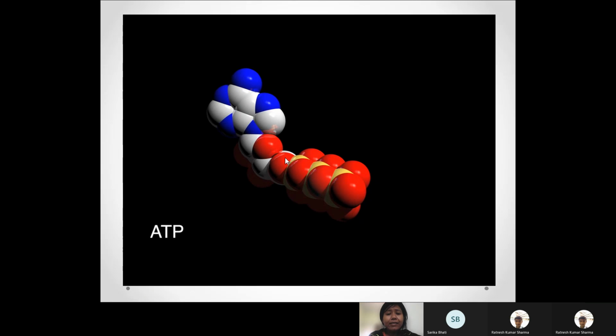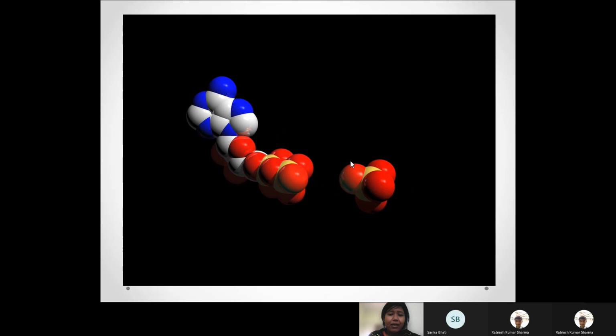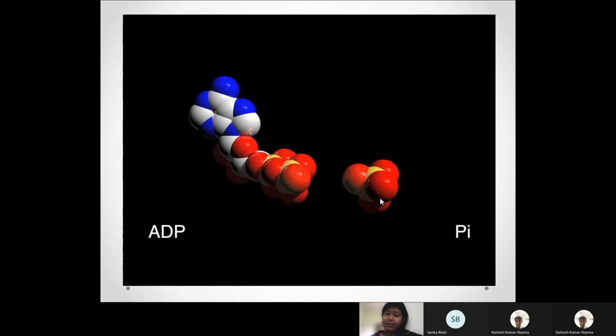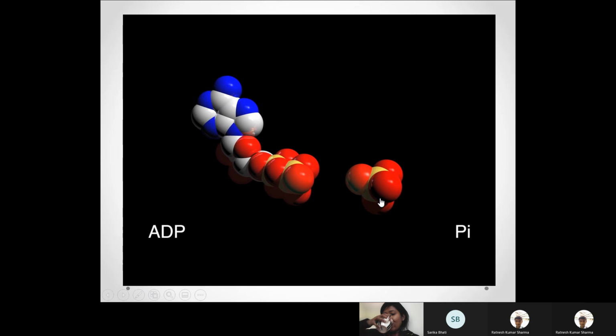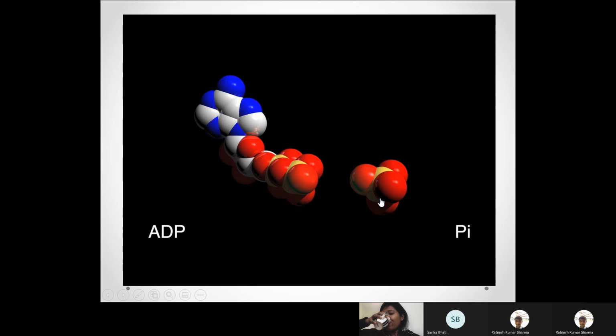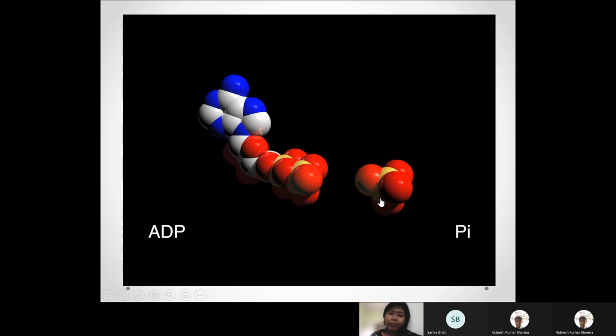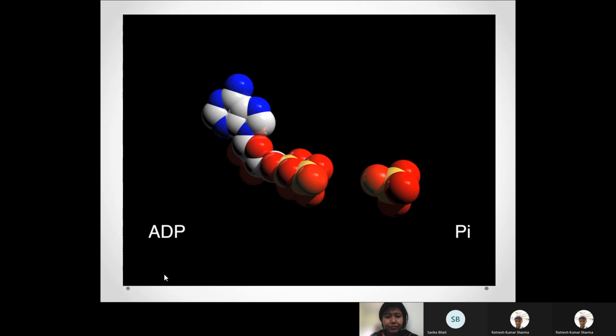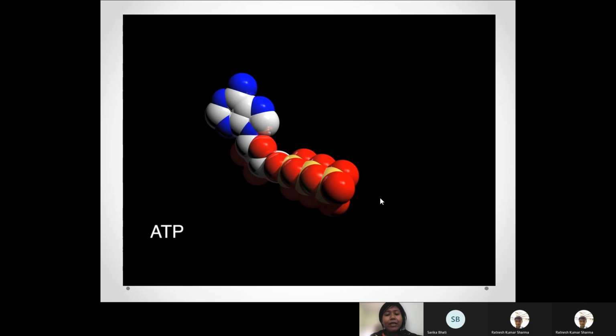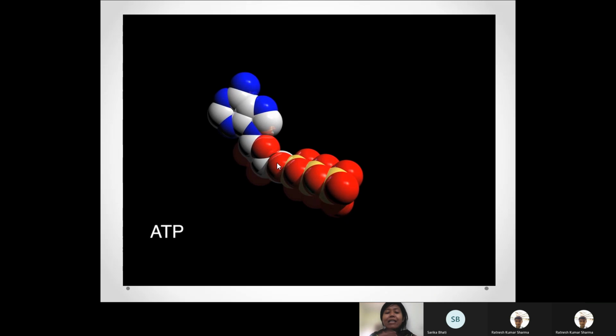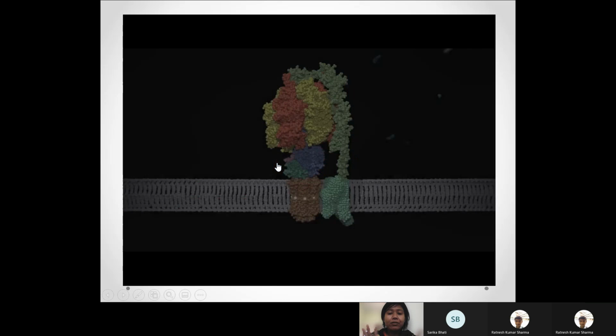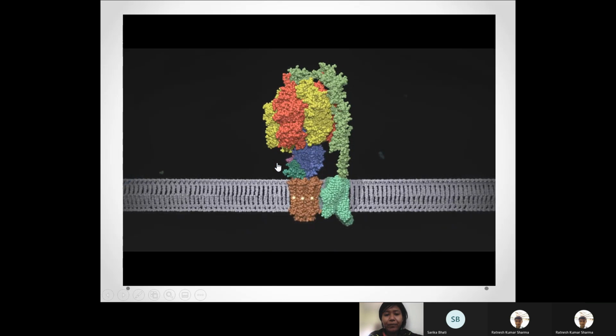So here they are showing that there is ATP and there are 3 phosphate groups, and this is the structure of ADP and this is Pi. So what ATP synthase does is it catalyzes the formation of ATP from ADP and Pi. So you need to bring these two highly charged molecules together.